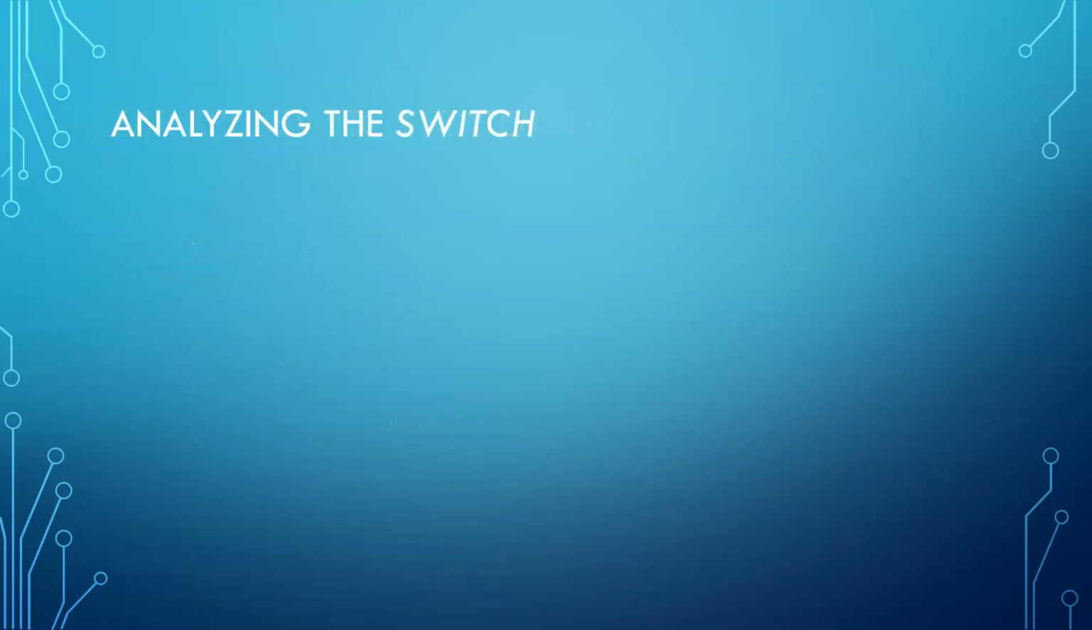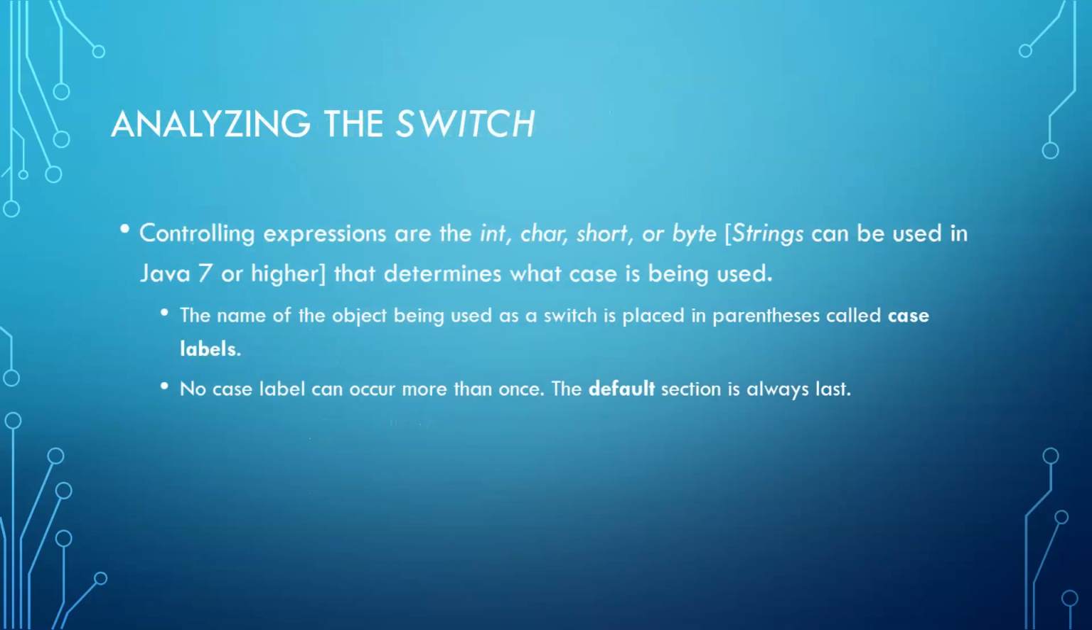So let's analyze how the switch works. Controlling expressions are the int, char, short, or byte. Strings, of course, can be used as well in newer versions of Java, which is awesome. That determines what case is being used. Now, the name of the object being used as a switch is placed in parentheses, followed by the case labels. No case label can occur more than once, and the default section is always last.